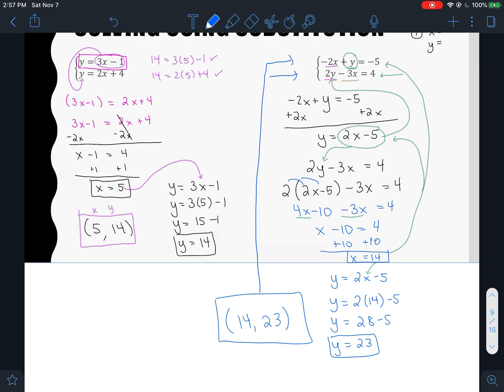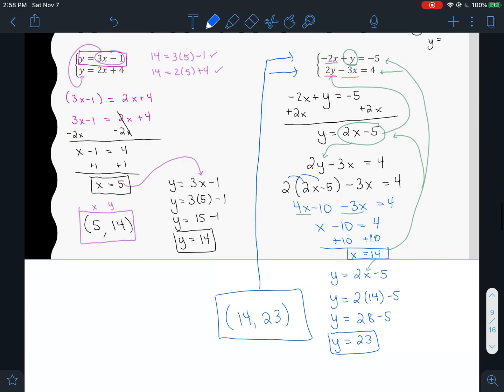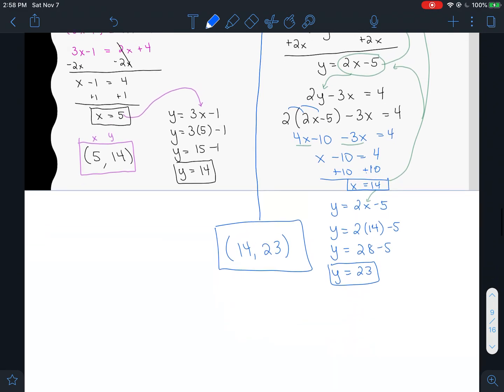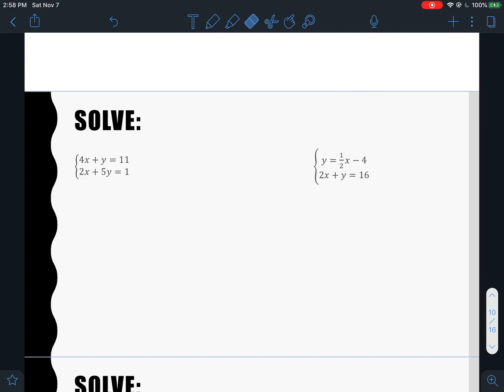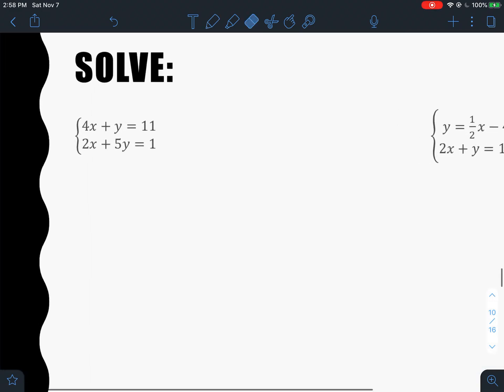And if we were to substitute this back in to both of those equations, it should work. So if I plug in 14 for x, then I get negative 2 times 14 is negative 28. And negative 28 plus positive 23 is going to equal negative 5, so that works. If I plug them into the second equation, 2 times y, that would be 2 times 23 is 46, minus 3 times 14, and we would get 4 out of that. So the point (14, 23) works in both equations.